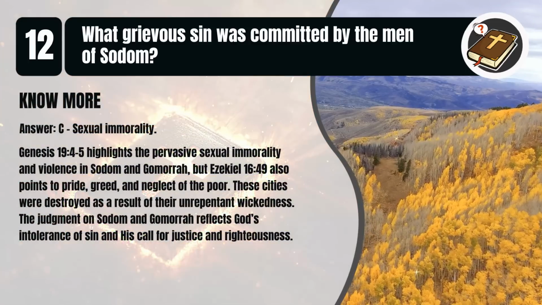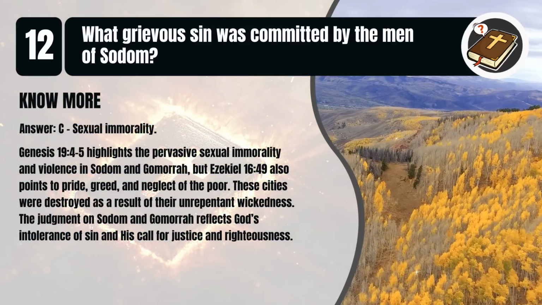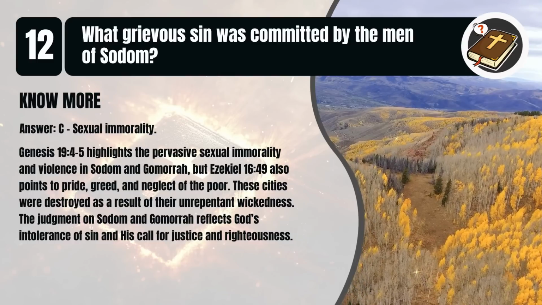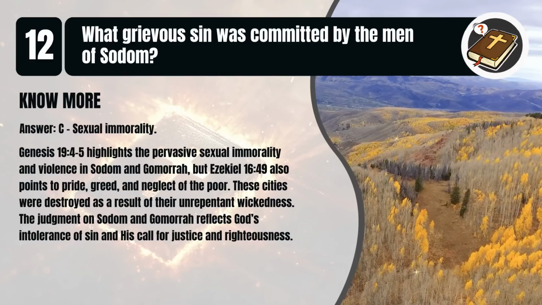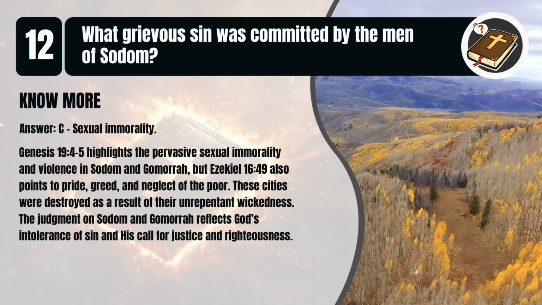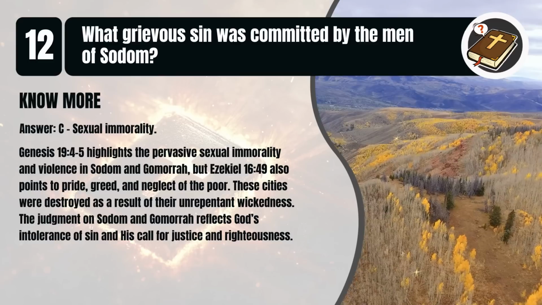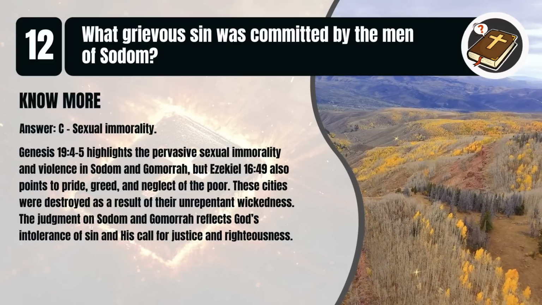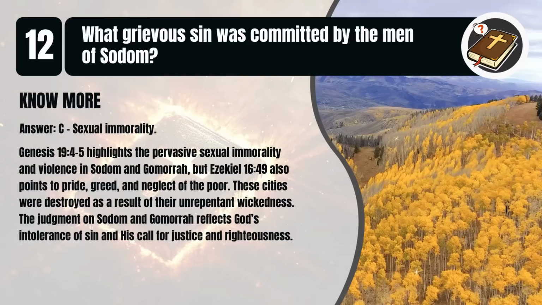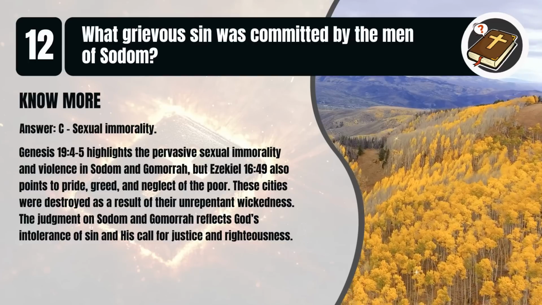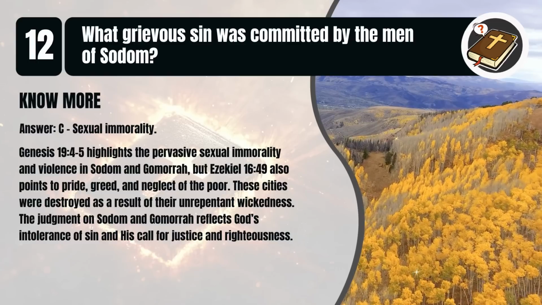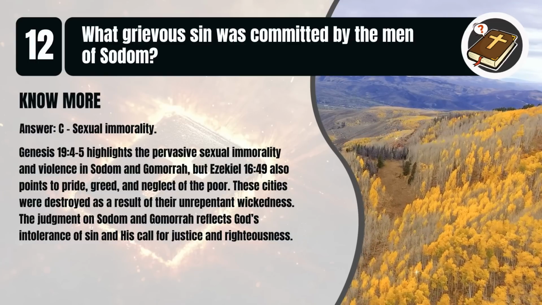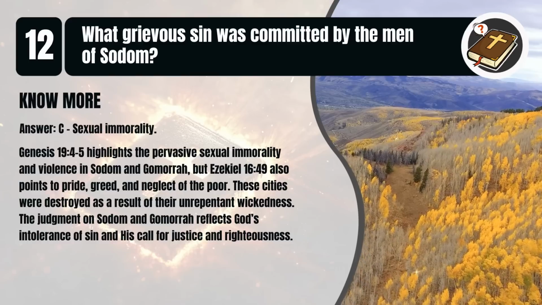That's C. Sexual immorality. Genesis chapter 19, verses 4 to 5 highlights the pervasive sexual immorality and violence in Sodom and Gomorrah, but Ezekiel chapter 16, verse 49 also points to pride, greed, and neglect of the poor. These cities were destroyed as a result of their unrepentant wickedness. The judgment on Sodom and Gomorrah reflects God's intolerance of sin and His call for justice and righteousness.